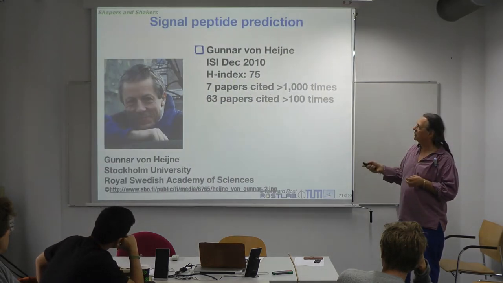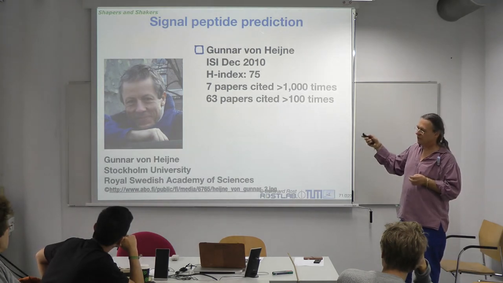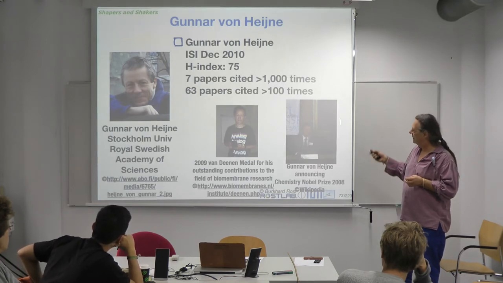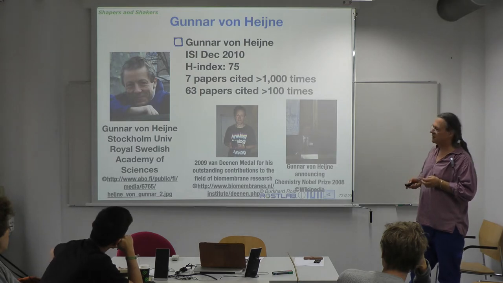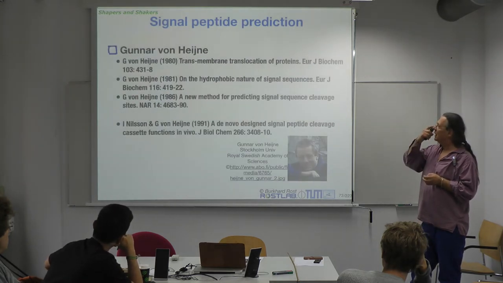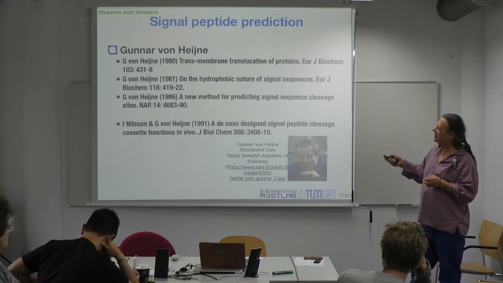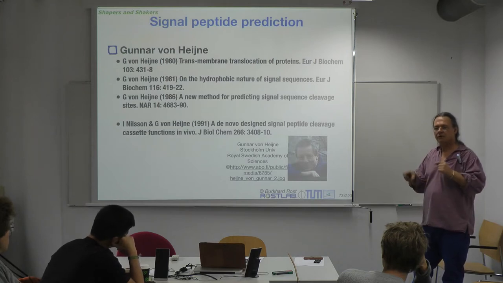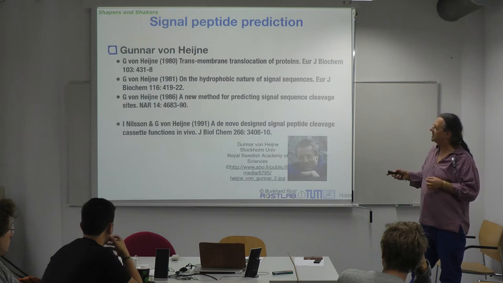It goes back to Gunnar von Heijne, who sort of did the early work on the signal peptides at Stockholm University. Gunnar is on the Nobel Prize committee. You're announcing the Nobel Prize in 2008 in chemistry. And so he worked on transmembrane prediction. That's essentially a field he started. And got into signal peptides because signal peptides often are also inserted as a membrane helix.